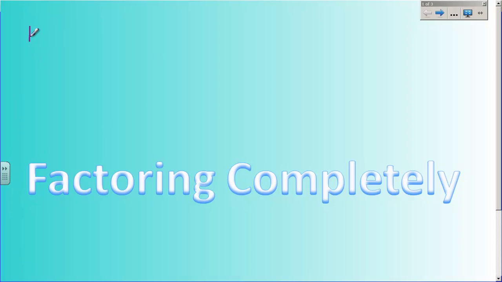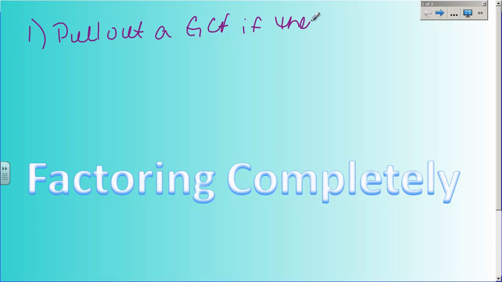These steps down. Number 1, pull out a GCF if there is one. This is the number 1 thing you should always do. The first thing you should do is look at your polynomial, see if it has a greatest common factor.